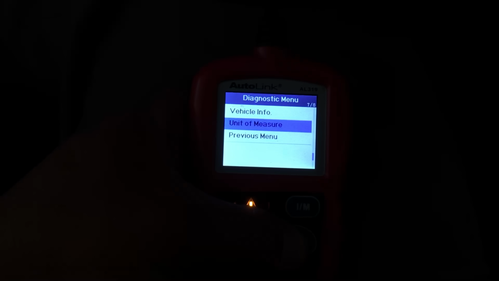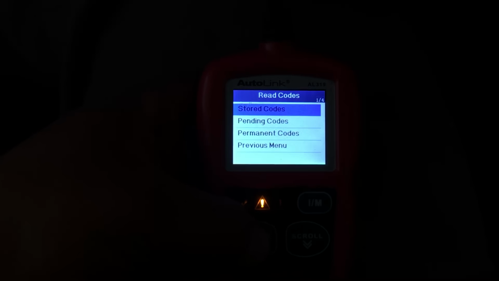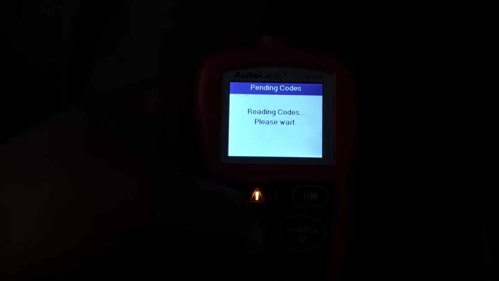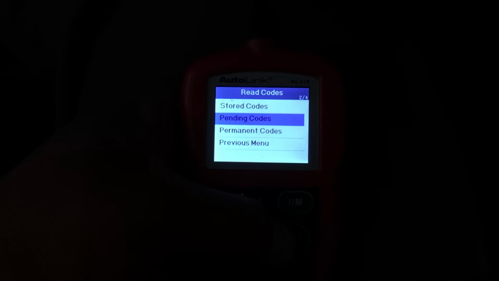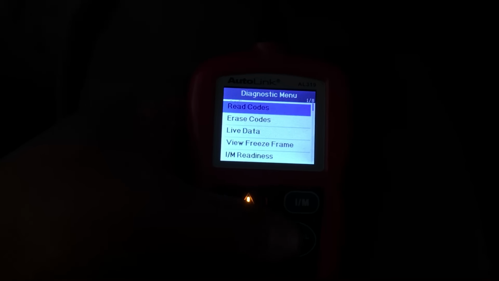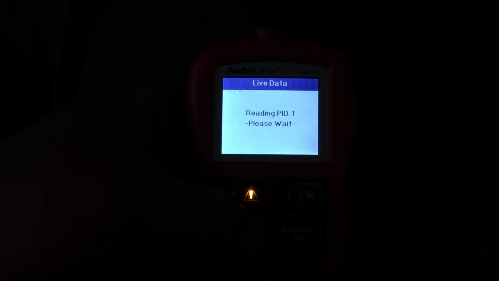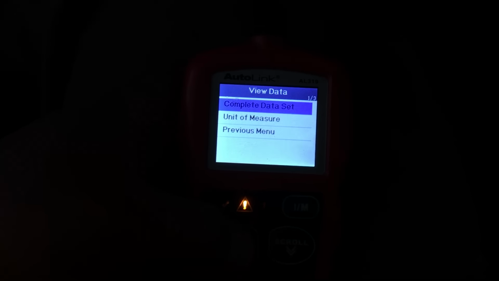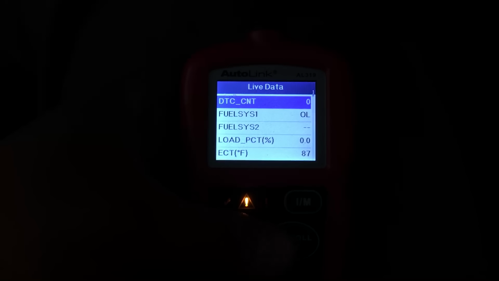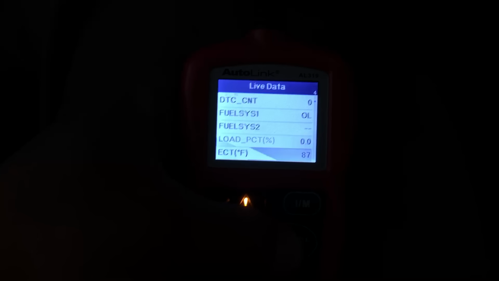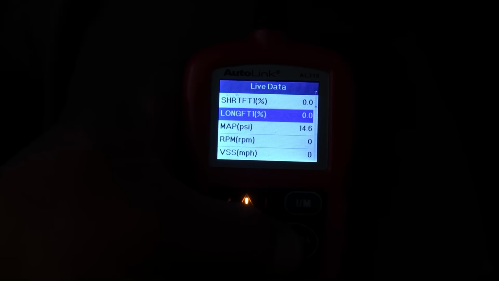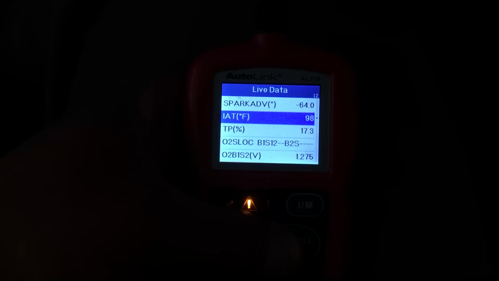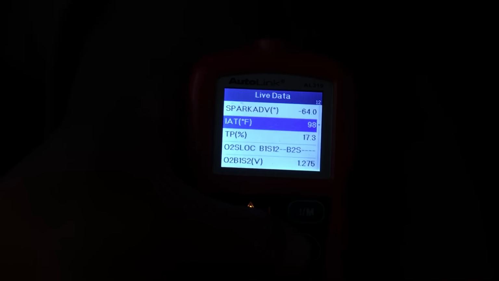Let's go to read codes. Stored codes. No codes found. Let's go to pending codes. No pending codes found. So let's go ahead and go to live data and see if we have a reading for the intake air temperature sensor. There we go. Complete data set. And there we go. Intake air temperature reading 98 degrees. So that sounds about right.